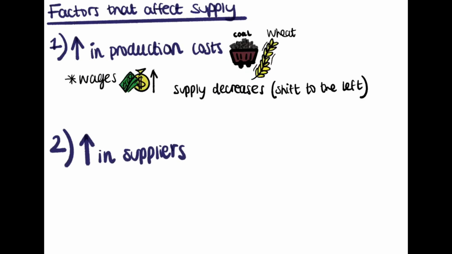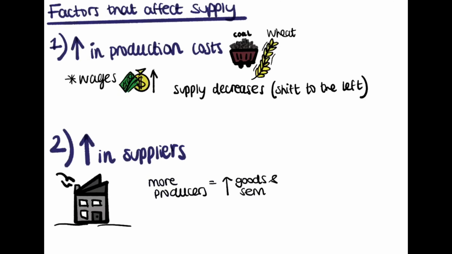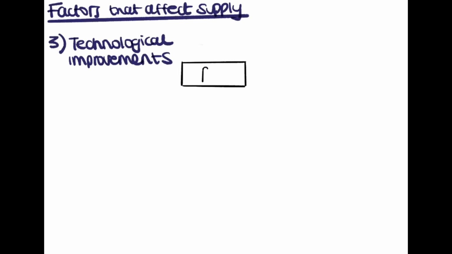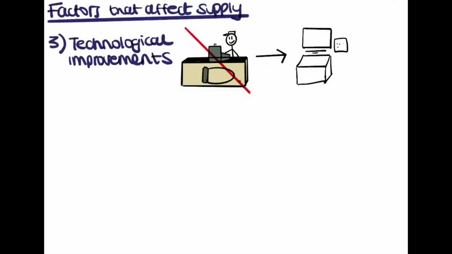If there was an increase in the number of firms in the market, this would also increase supply and cause a shift in the supply curve to the right. Technological improvements can also affect supply. Most supermarkets now have self-checkout machines, so consumers can pay for their own shopping and there is a reduced need to have checkout staff. Less reliance on manpower reduces costs for supermarkets. This allows supply to increase and shifts the curve to the right.